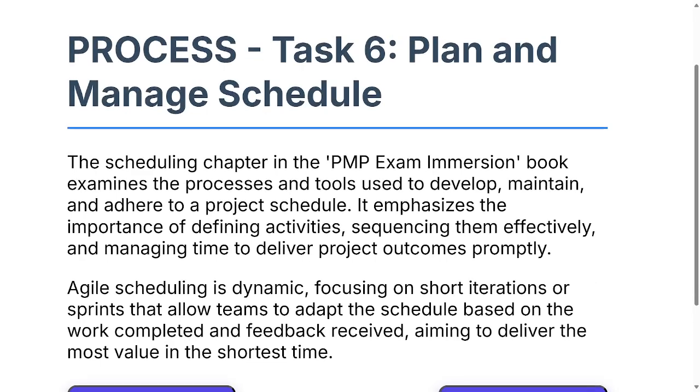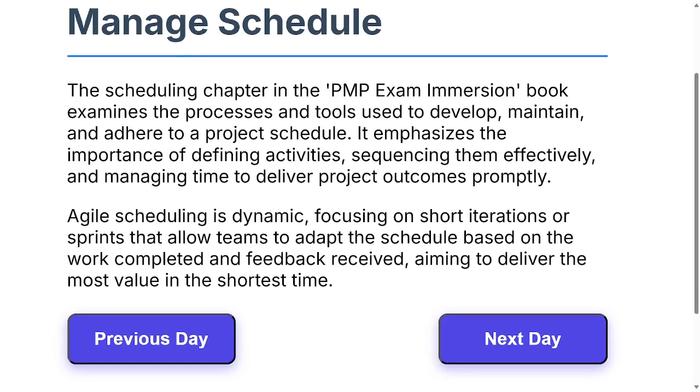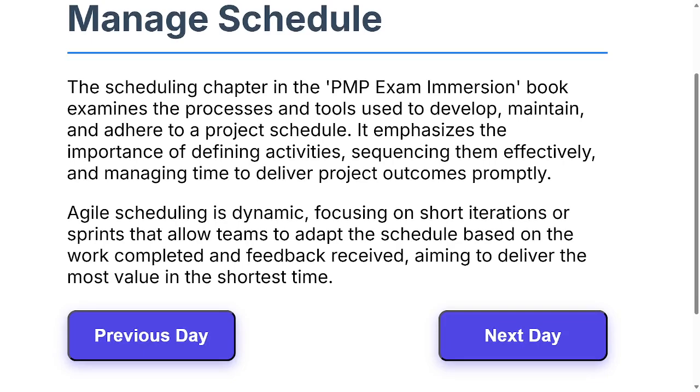The scheduling chapter in our book, PMP Exam Immersion, examines the processes and tools used to develop, maintain, and adhere to a project schedule. It emphasizes the importance of defining activities, sequencing them effectively, and managing time to deliver project outcomes promptly. Agile scheduling, on the flip side, is dynamic. It focuses on short iterations or sprints that allow the teams to adapt the schedule based on the work completed and feedback received, aiming to deliver the most value in the shortest time.